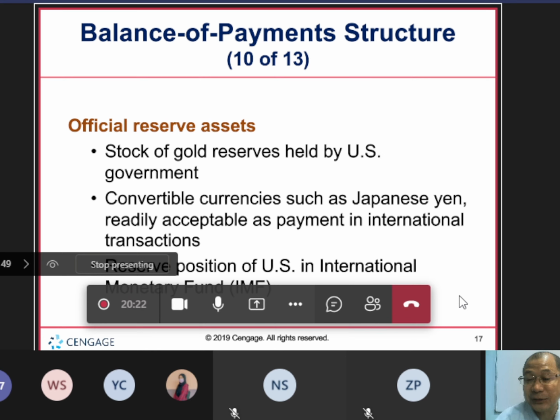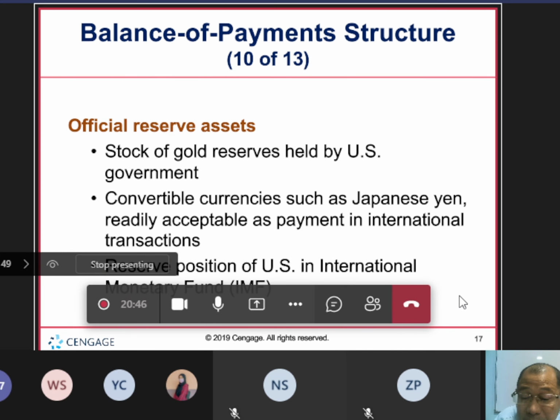So official reserve assets include the stored gold reserves held by the United States government. These are the components I'm reading now; I'm going to go over them in my own words to explain where it is. Convertible currencies, this is the reserve, the central bank reserves. Currencies such as the Japanese yen are readily acceptable for payments of international transactions.